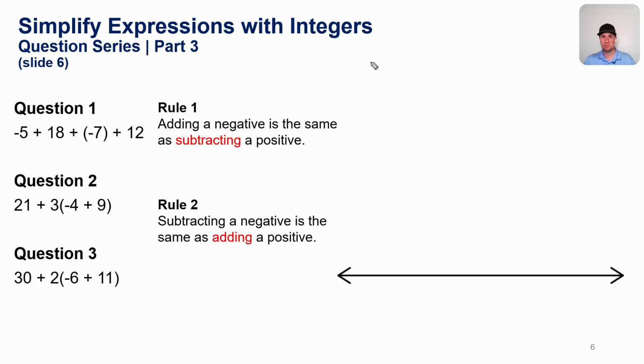Let's look at question 2. So question 2 has something that we need to complete in the parentheses first. So we have 21 plus 3 times (-4 plus 9). Okay, so in this case, we need to do what's inside the parentheses first. That's the -4 plus 9. So I start at -4, I then add 9 units. So if I go to my number line here, this is me adding 9. I'm going to end up at a positive 5 here.